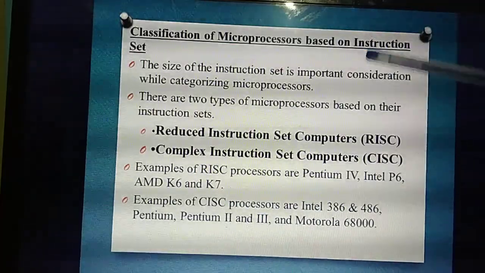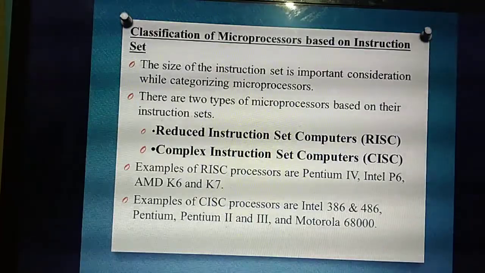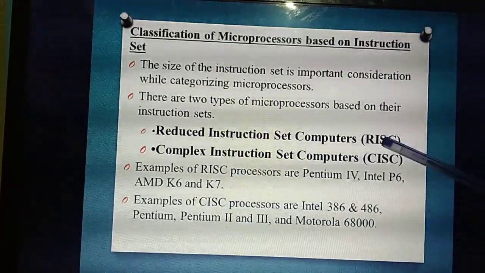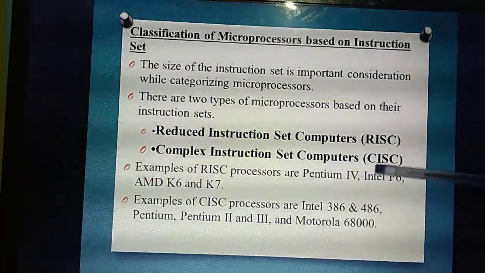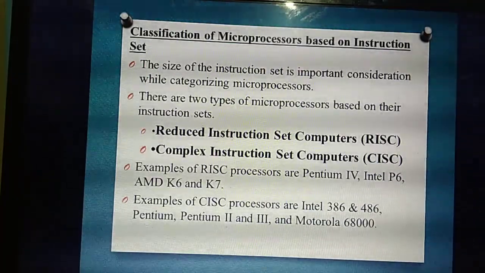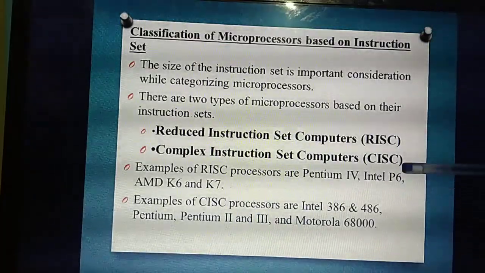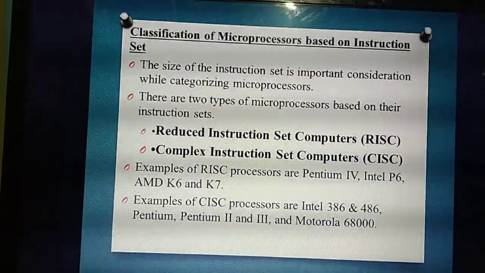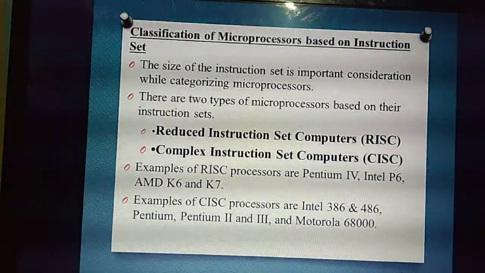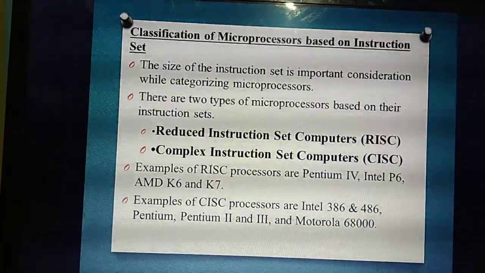Based on the instruction set, they are classified into two types. What are they? Reduced instruction set, that means RISC, R-I-S-C. Next, complex instruction set, C-I-S-C. Two kinds: reduced instruction set and complex instruction set. How are they classified? Based on the size of the instruction, that is, how much volume you are giving the microprocessor to execute.